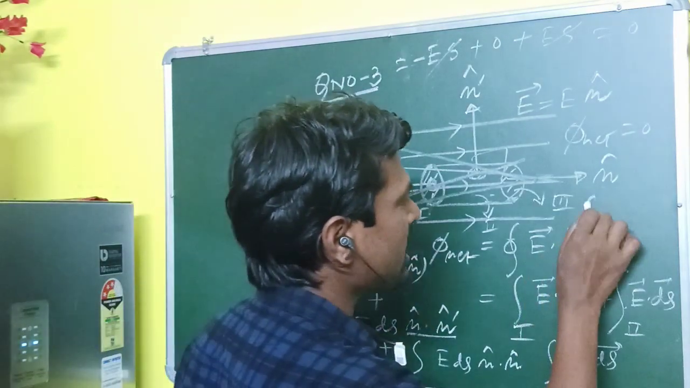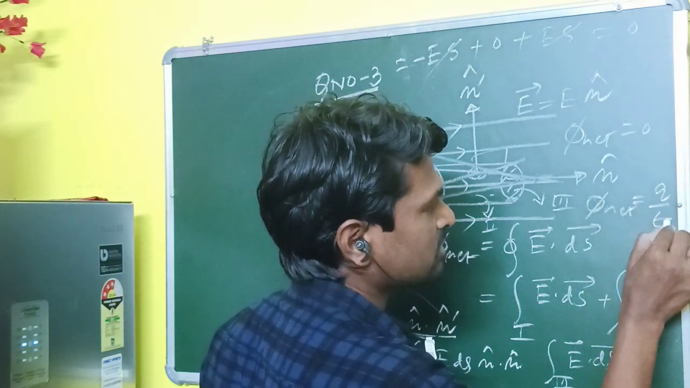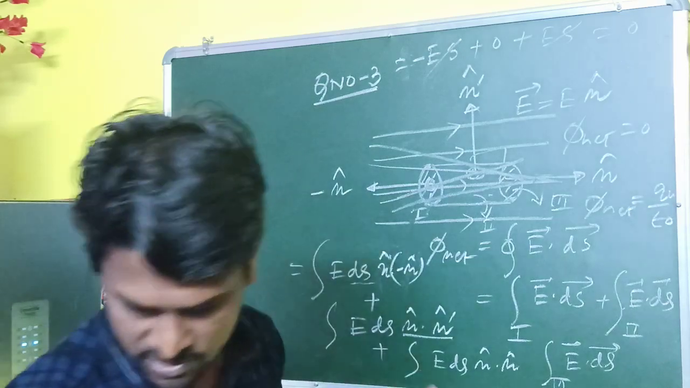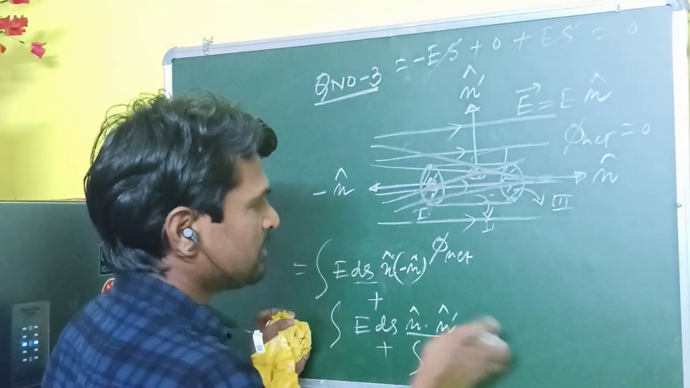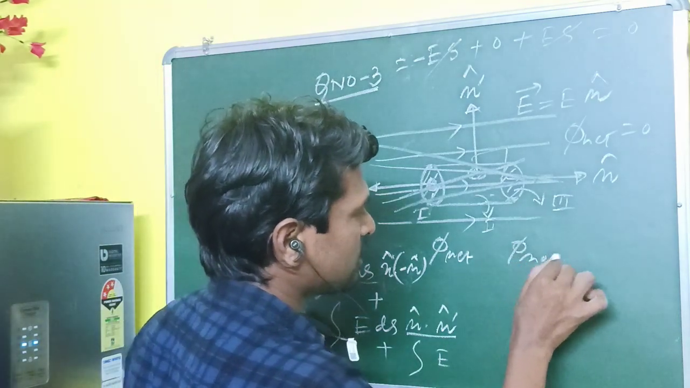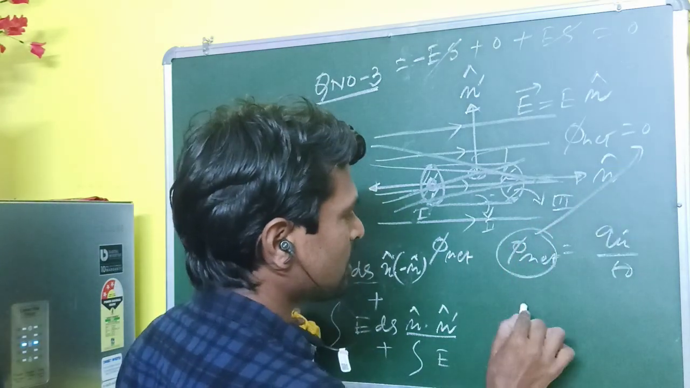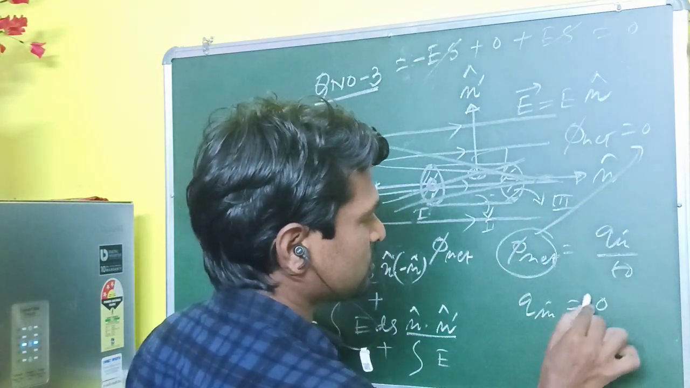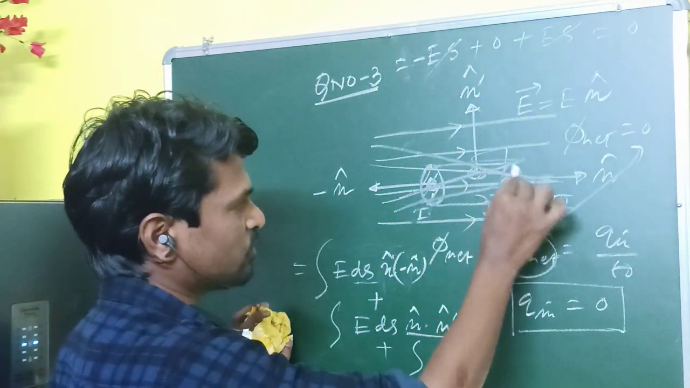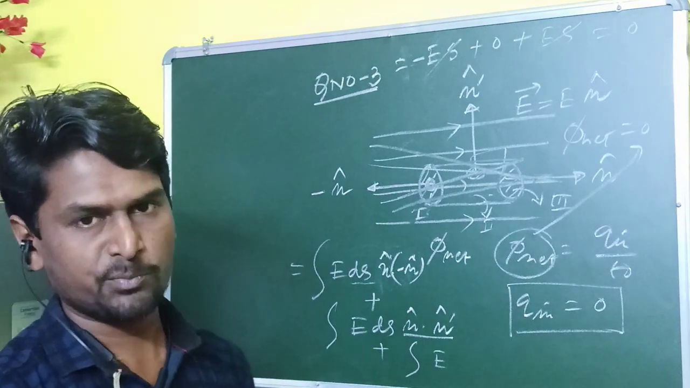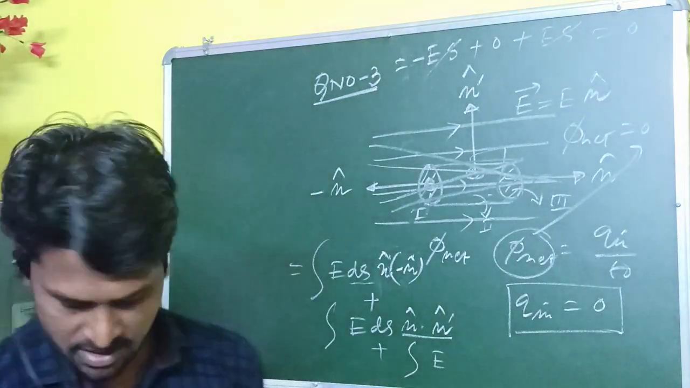That's why if we apply phi net equals Q by epsilon naught, that is Q inside by epsilon naught, the last point is phi net equals Q inside by epsilon naught, but this is equal to 0, so Q inside is equal to 0. So there is no net charge enclosed within that particular cylinder, and it is proved with the help of Gauss's theorem.